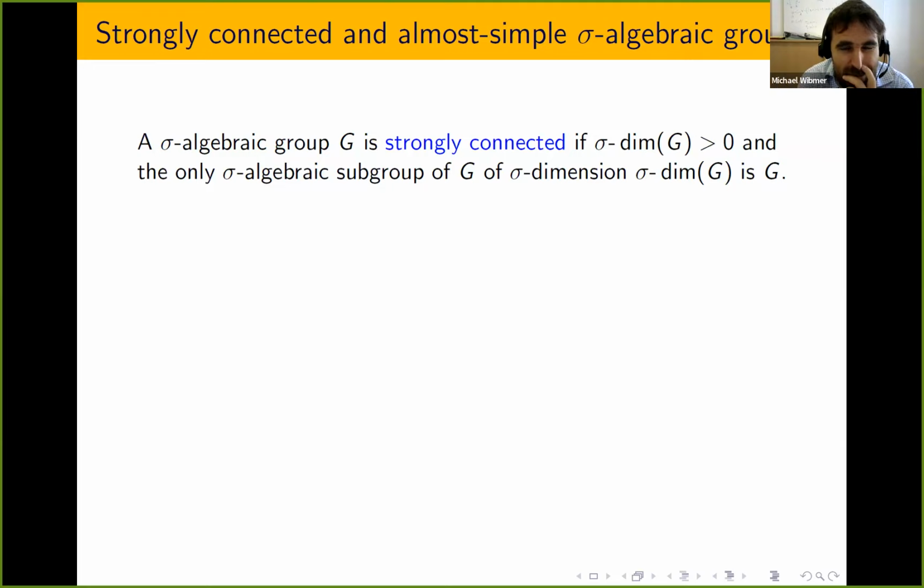For an algebraic group of positive dimension, is it true that the connected component of the identity is a group and has no lower dimensional subgroups? Exactly, that is true. Oh, okay. All right, I'll take that. Thanks. Okay, great. Any other questions for Michael?